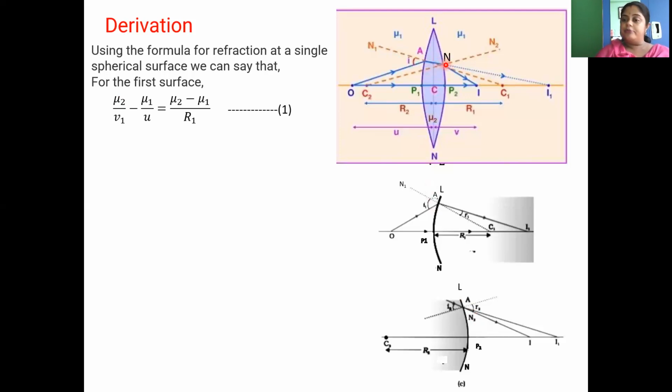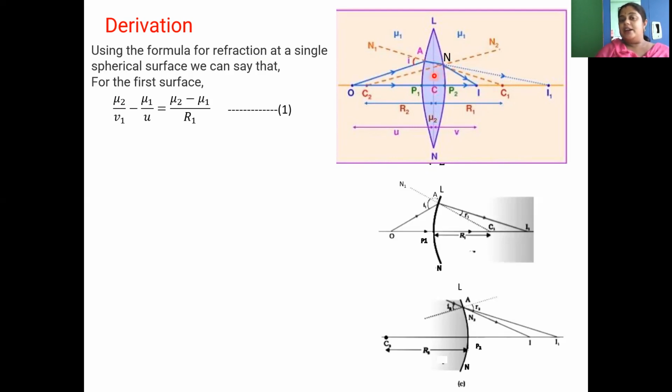And we know for a spherical surface, the normal always passes through the center of curvature. For this surface, what is the center of curvature? C2 is the center of curvature. So N2, C2 is the normal here. And here light is traveling from denser to rarer, so after refraction, it will bend away from the normal. And NI is the refracted ray. Here the refracted ray finally meets the principal axis at I. So I is the final image.